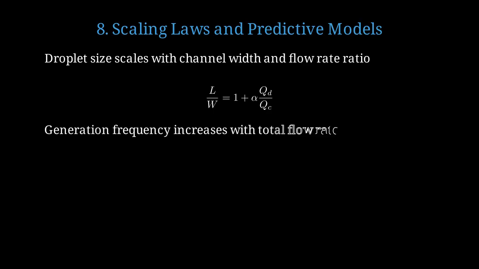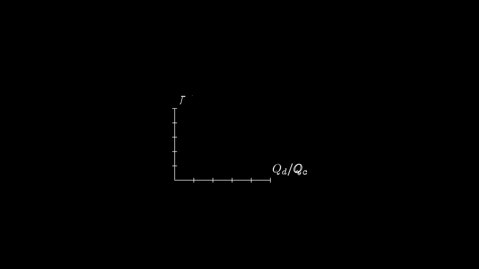The frequency of droplet generation increases linearly with the total flow rate through the junction. Frequency equals the sum of flow rates divided by the average droplet volume, giving a direct relationship. Experimental data points collapse onto a master curve when we plot normalized droplet length against flow rate ratio, confirming the scaling law.